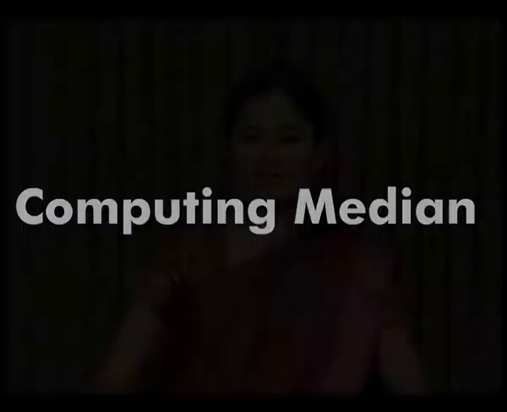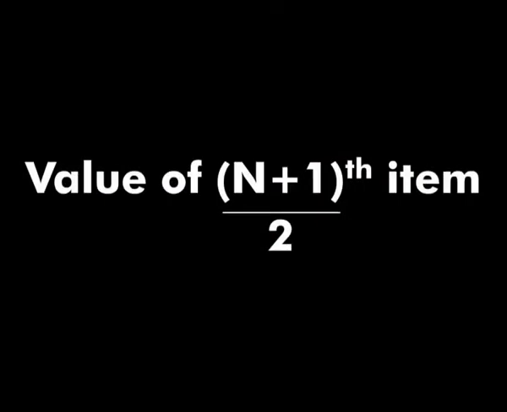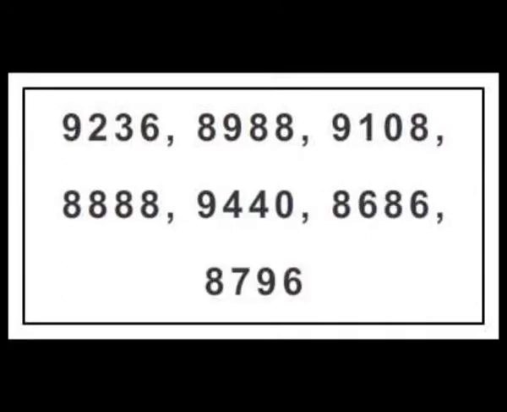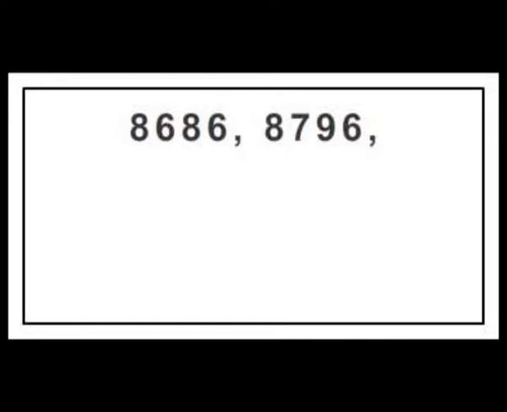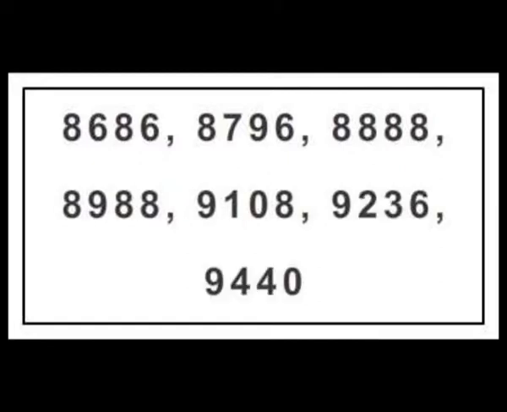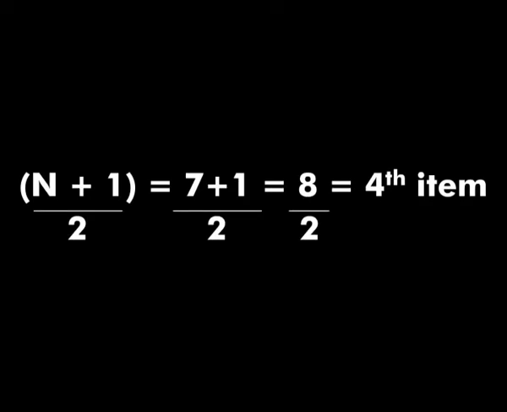Computing median. The data is arranged in ascending or descending order. Median is calculated by using value of (n plus 1) by 2th item. Example, calculate the median of the following. Arranging the data in ascending order. Value of (n plus 1) divided by 2 equals (7 plus 1) divided by 2 equals 8 by 2 equals the fourth item. Therefore, 8988 is the median.